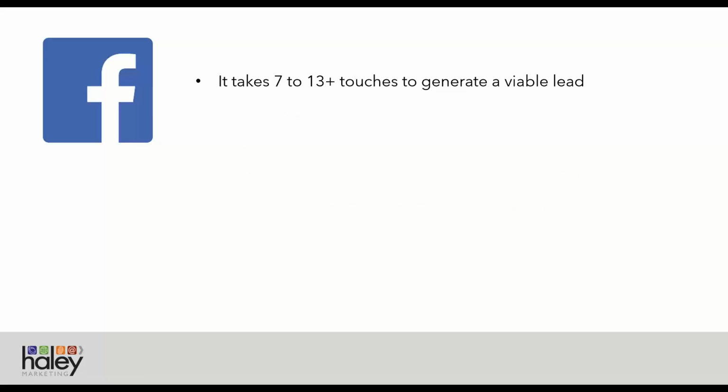So this is an interesting stat. I had never seen this one before. It takes 7 to 13 or more touches to get a viable lead. Now, this isn't just staffing. This is across all businesses. But if you think about making an impression, we tend to think about, well, I put my post out there. How many people liked it? How many people engaged? How many people visited my website? It's not going to be one thing. It's going to be a combination of things. It's going to be consistency. It's going to be repetition. In advertising, there always has been an adage that you have to hit people 7 to 21 times till they have any sort of recollection that they've seen your ad.